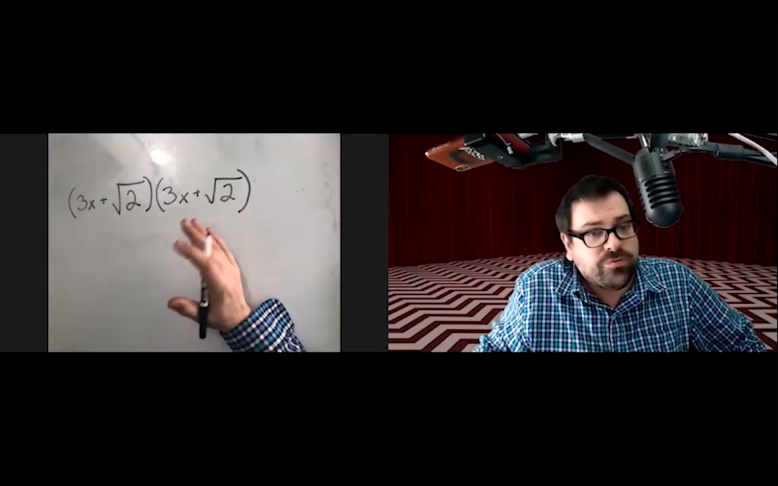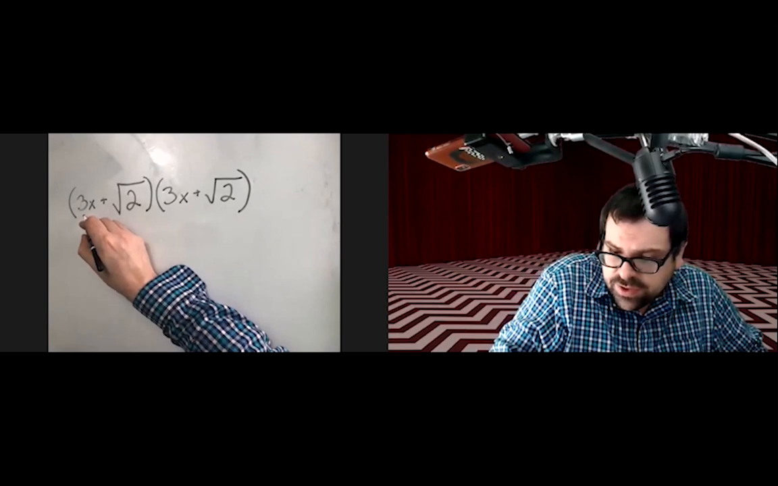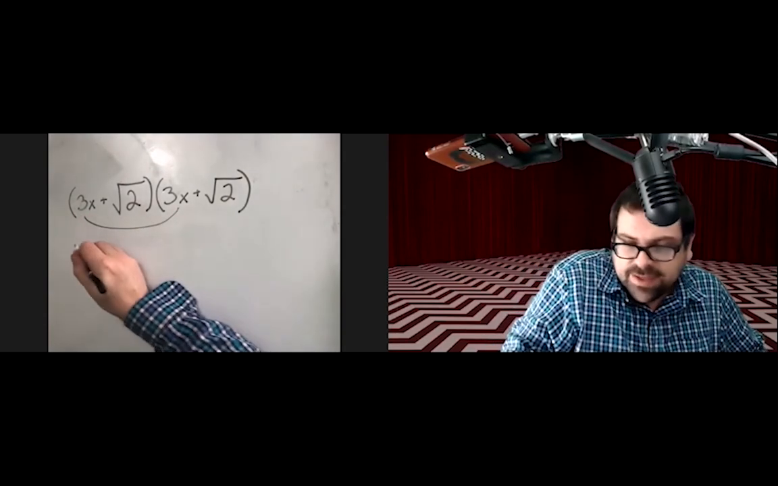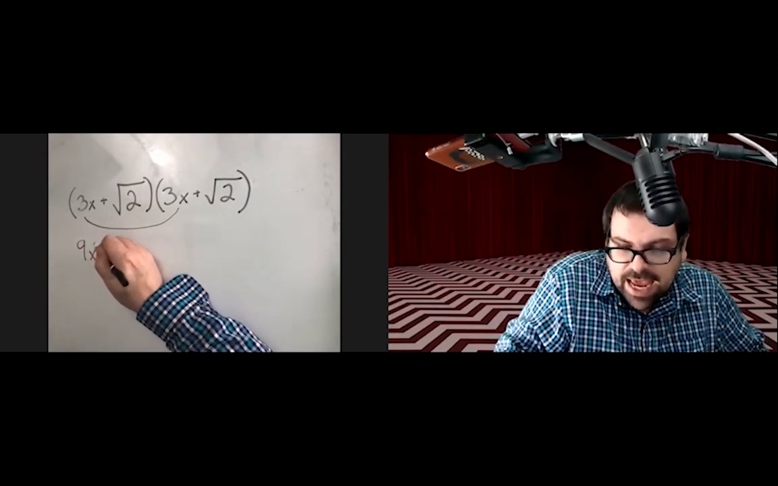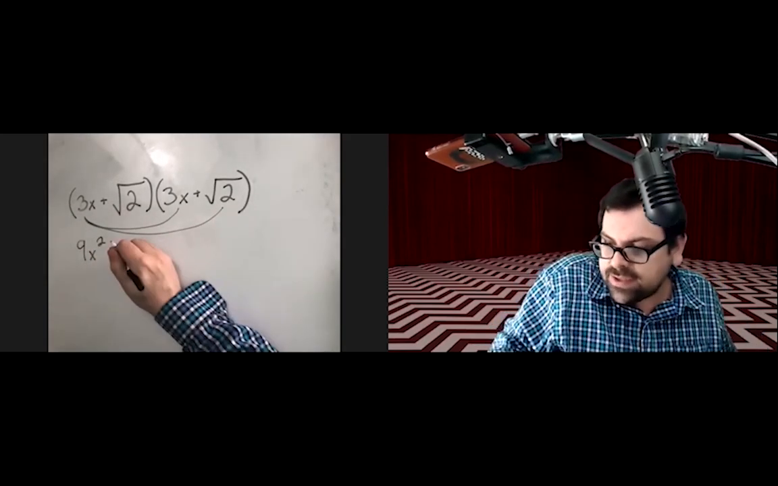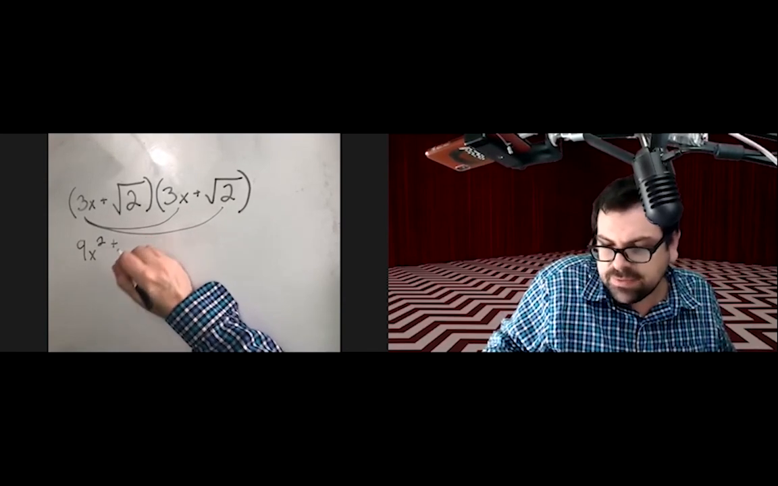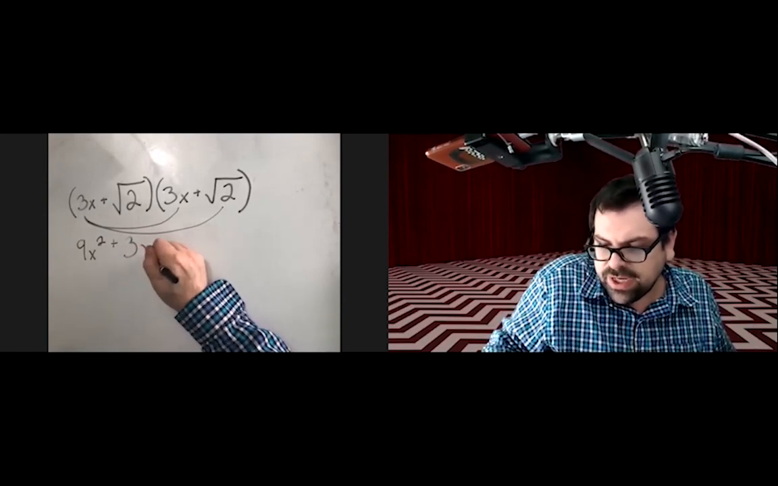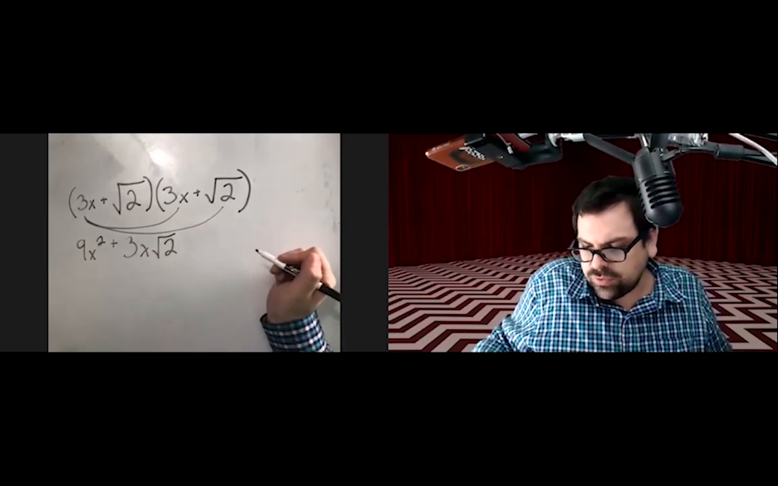And what did we do? We FOILed. First, 3x times 3x is 9x squared. Outer 3x times radical 2 is positive 3x radical 2.